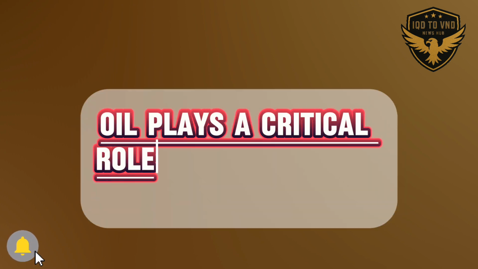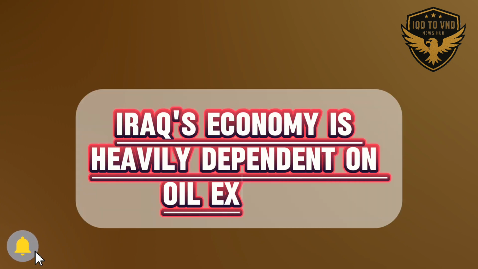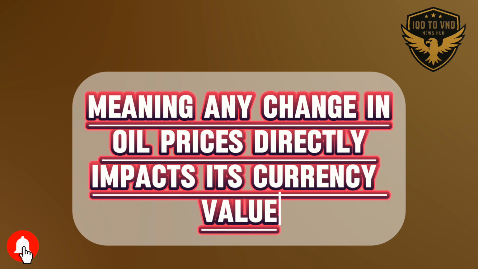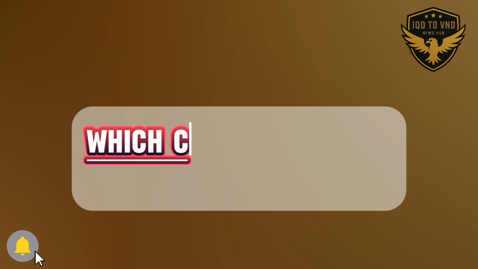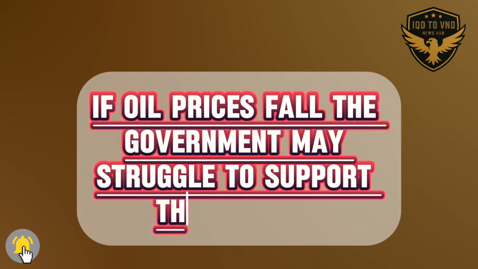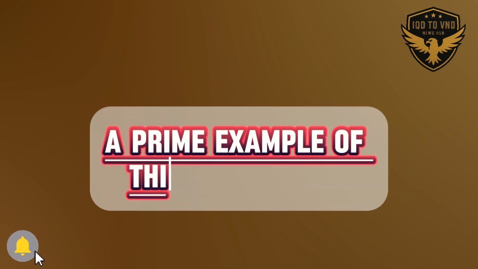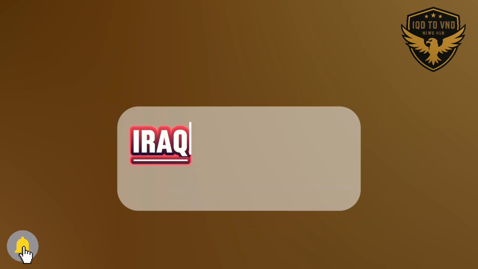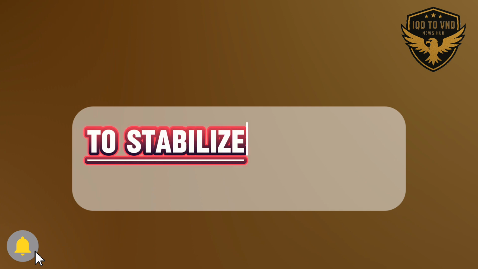The role of oil in Iraq's currency strength. Oil plays a critical role in the strength of the Iraqi dinar. Iraq's economy is heavily dependent on oil exports, meaning any change in oil prices directly impacts its currency value. If oil prices rise, Iraq earns more revenue, which can strengthen the dinar. If oil prices fall, the government may struggle to support the economy, leading to a weaker dinar. A prime example of this was in 2020, when oil prices crashed due to the global pandemic. Iraq's economy suffered, and the government had to take emergency measures to stabilize the dinar.